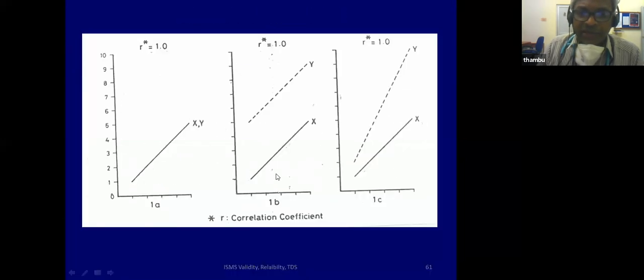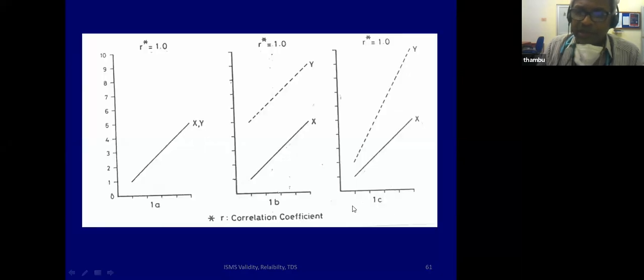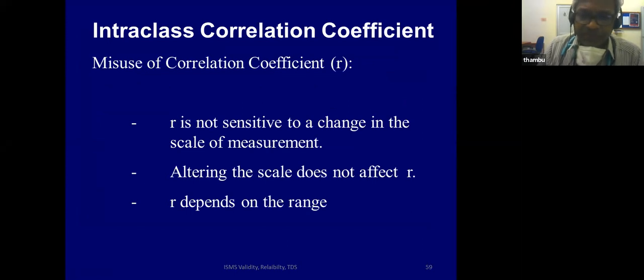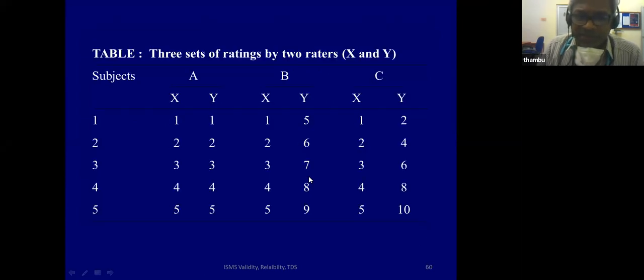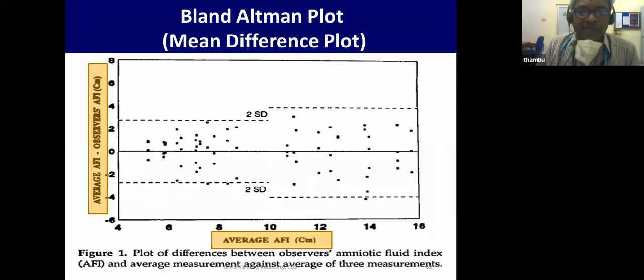Here also, you see, when 1 it is 2, 2 it is 4, 3 it is 6. So it's double. But again, X is going like this and Y is going double. But again, intra-class correlation is 1. So here, that's what we said here. So the scale doesn't seem to affect it. And it is not sensitive to a change in the scale of measurement. So there are some issues with intra-class correlation coefficient. So that leads us to the same study.